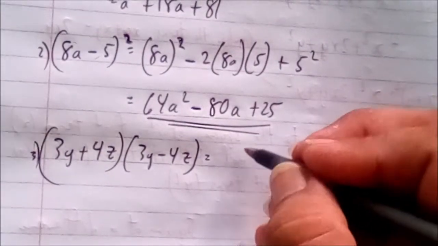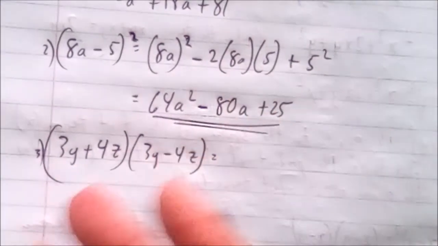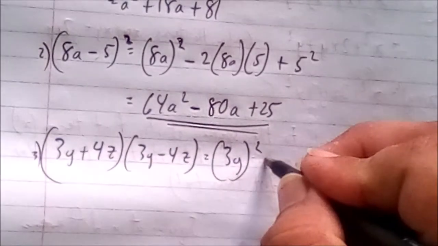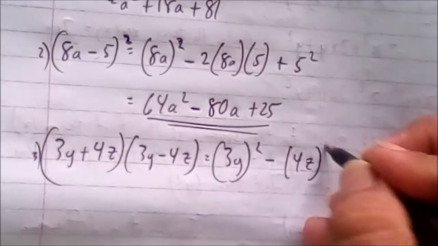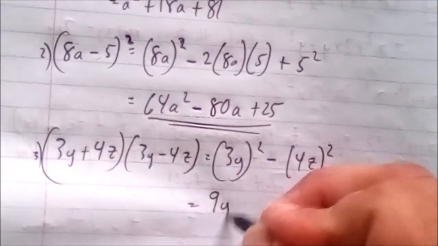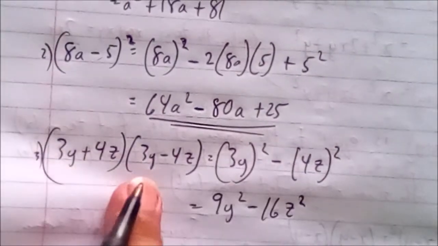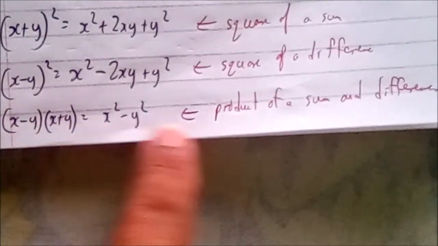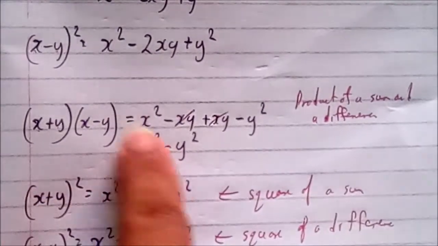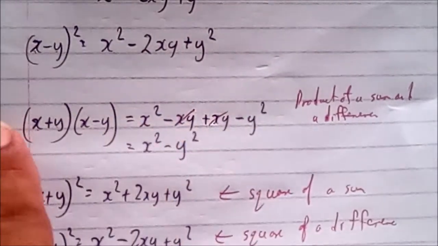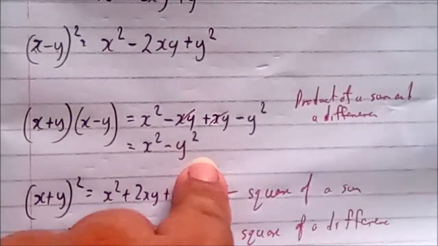That's not a problem. So you work it out. First term squared, and because it's going to be subtraction, the two middle terms will cancel out. All right, so we end up now with 3y squared minus 4z squared. This gives me 9y squared minus 16z squared. Remember, this problem is the same thing as the product of a sum and difference. This is what we did here also as an example. Notice that the two middle terms cancel out, so there's no need for you to work out this long step. You could just square the first term minus the second term squared, and that's it for that one there.